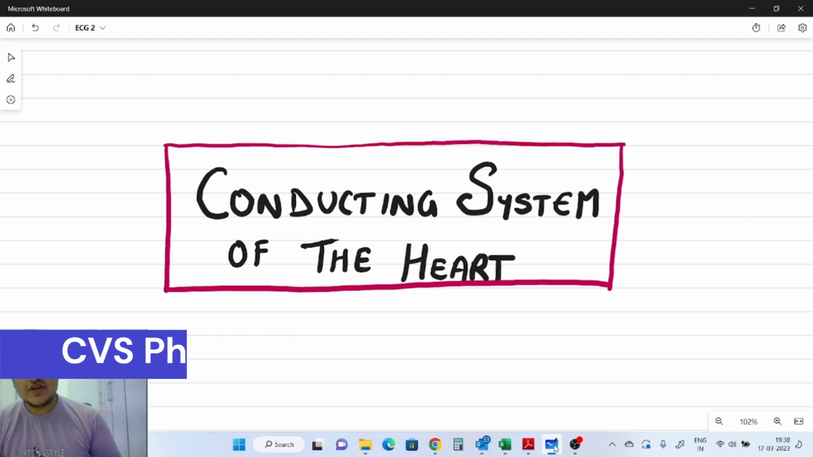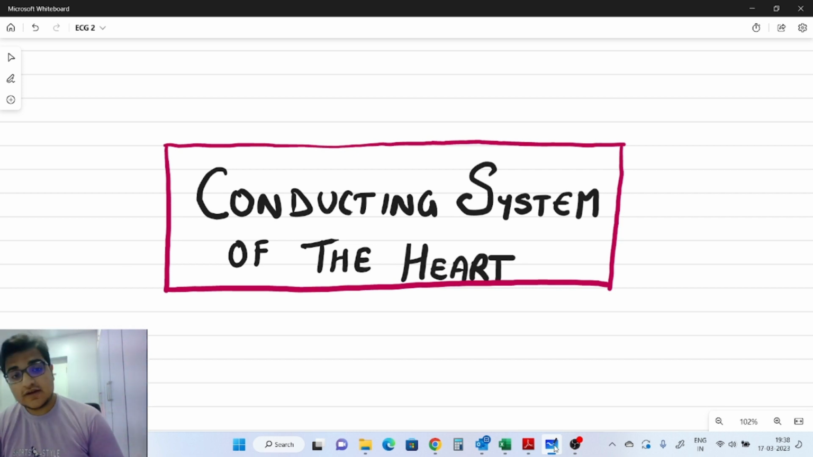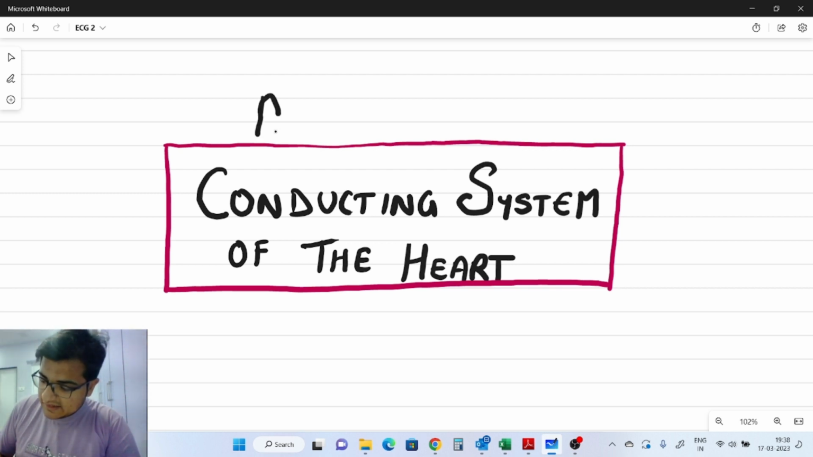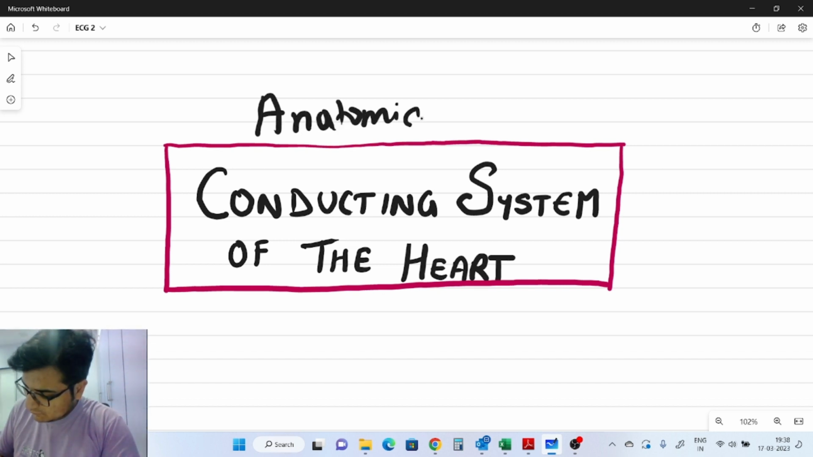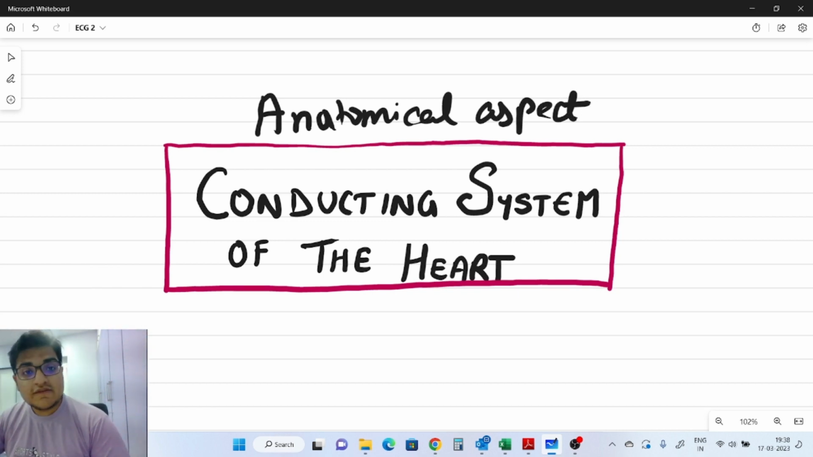In today's lecture, we are going to study the conducting system of the heart. The conducting system has an anatomical aspect and a physiological aspect, but today I am only going to cover the anatomical aspect. When I cover the physiological aspect, I'll be talking to you about the AV nodal delay and the speed of conduction in each of the fibers that I'm going to tell you about today. So today's lecture is more of an anatomical lecture.